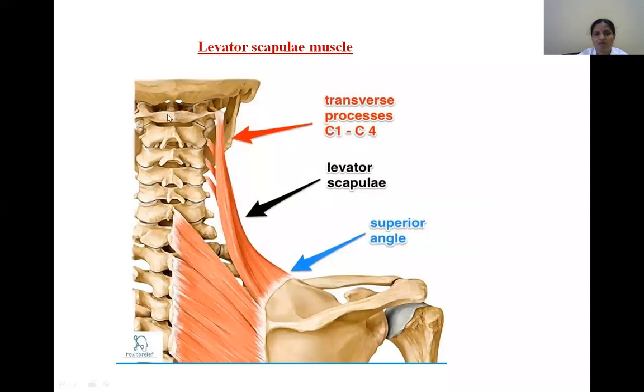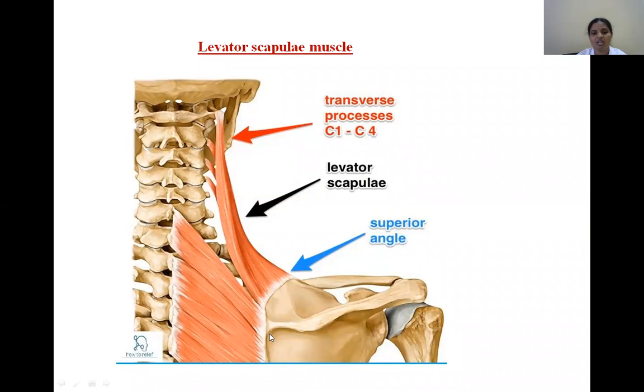The levator scapulae muscle. See the levator scapulae muscle, it takes origin from the transverse process, upper 3 or 4 cervical vertebrae. Then all these fibers unite to form a single belly, which is inserted to the scapula medial border. So the insertion of levator scapulae extends from the superior angle of the scapula to the root of the spine of the scapula. So this is the area, medial border of the scapula for the insertion of levator scapulae.